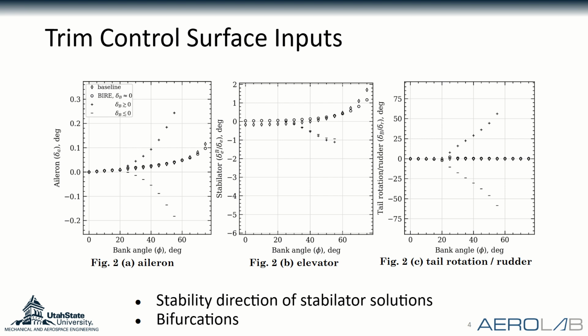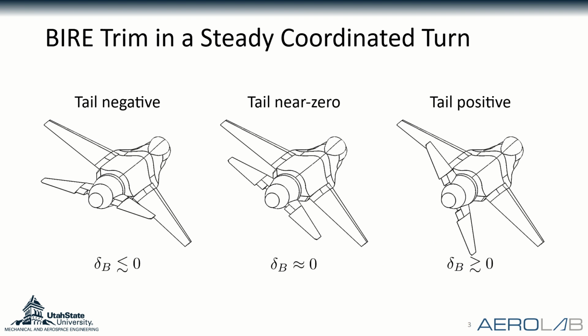And then back to the legend. So there's two more different trim solutions that tend to show up for the BIRE aircraft, and those are plotted here with a plus sign and a minus sign. The plus sign indicates a positive tail rotation, and a minus sign indicates a negative tail rotation. So that's back to these pictures over here. Over here on the left, we have a tail negative orientation, and over here on the right, we have a tail positive orientation.